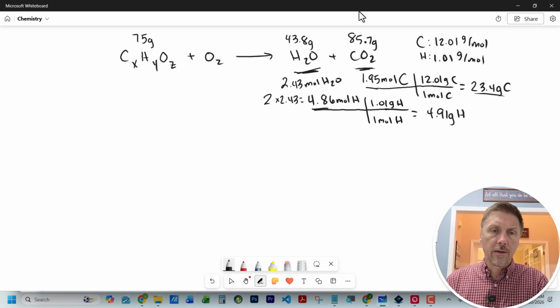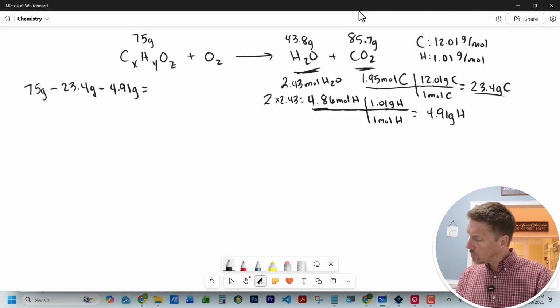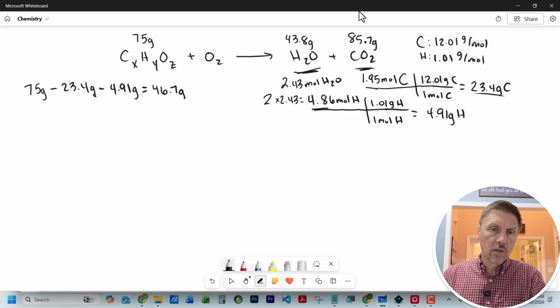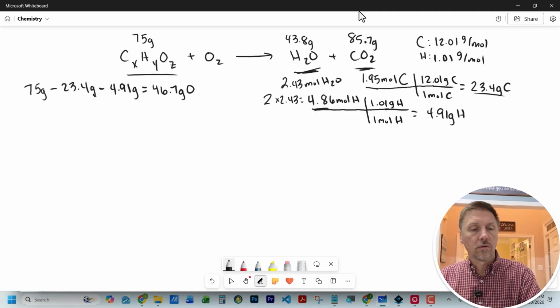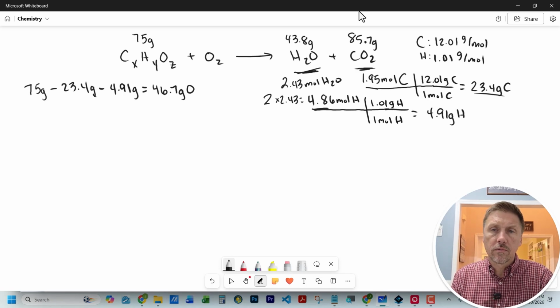So let's do the math for that. It's going to be 75 grams minus the 23.4 grams minus the 4.91 grams, and that gives us a total of 46.7 grams of oxygen in the initial substance that we burned. Now we've got the moles of carbon right here.